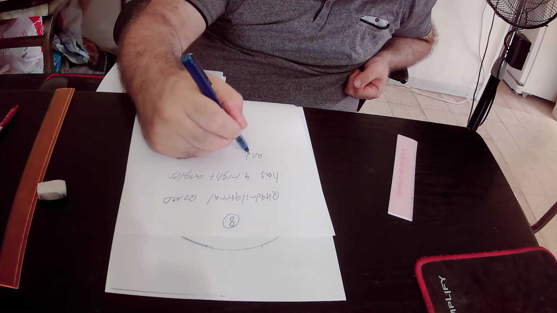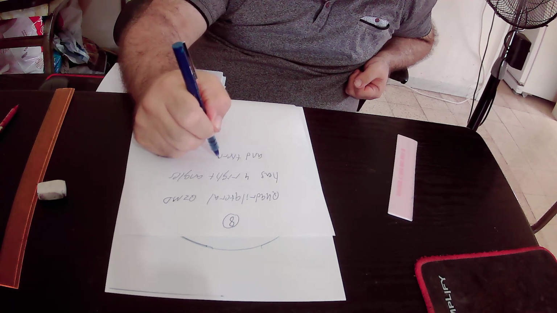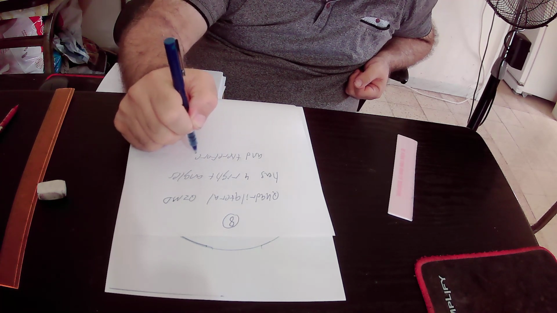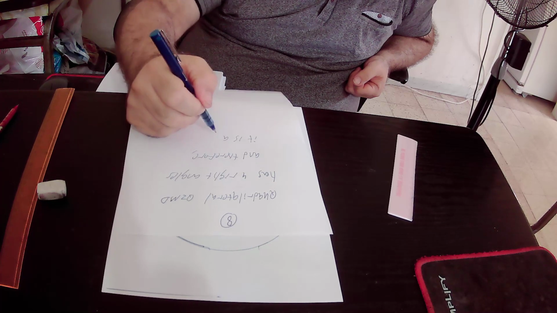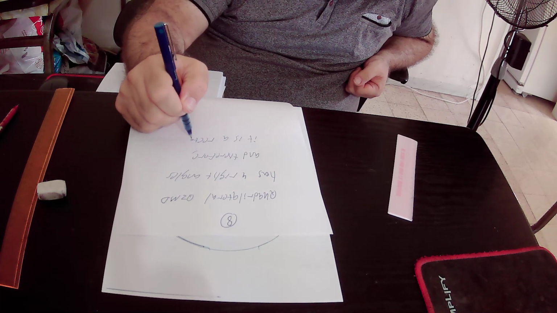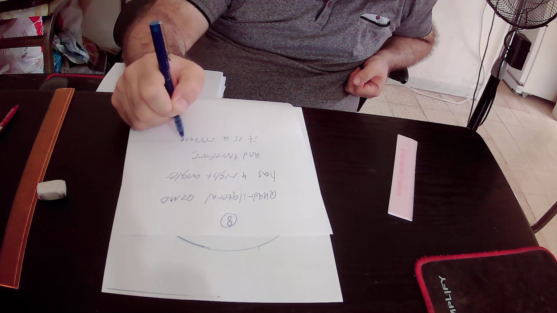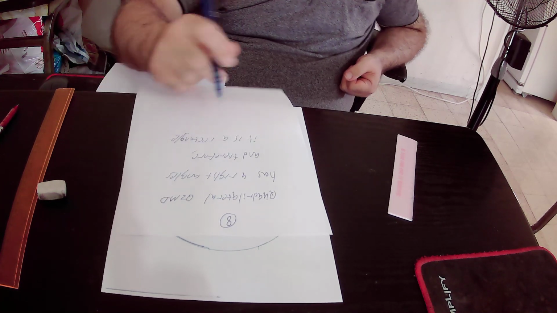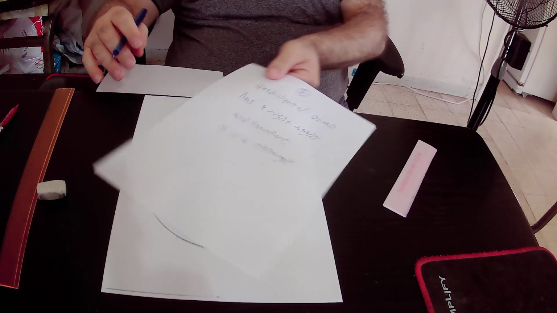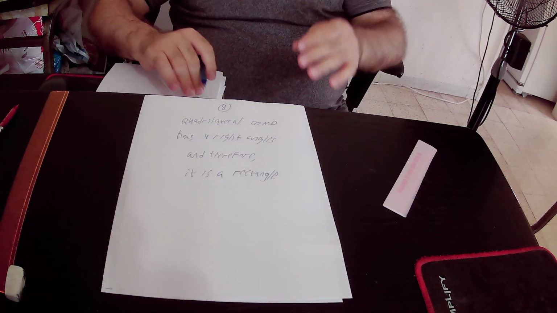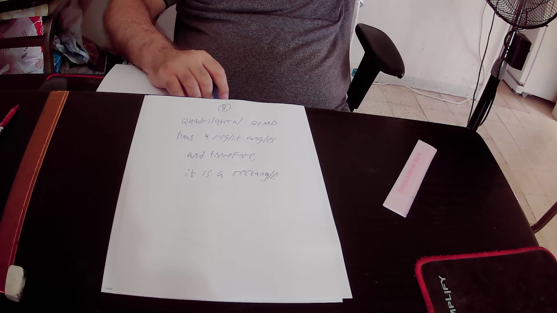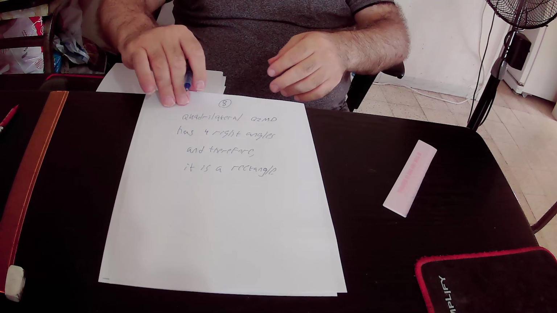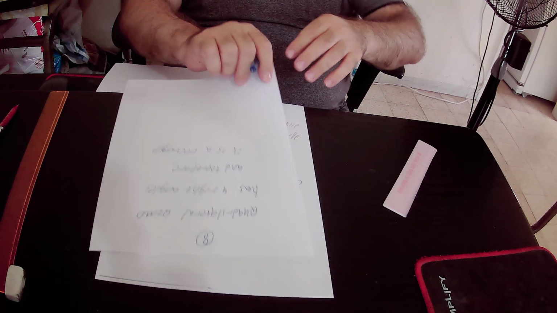And therefore it is a rectangle. Quadrilateral QZMD has 4 right angles, and therefore it is a rectangle. This is according to rule number 3.